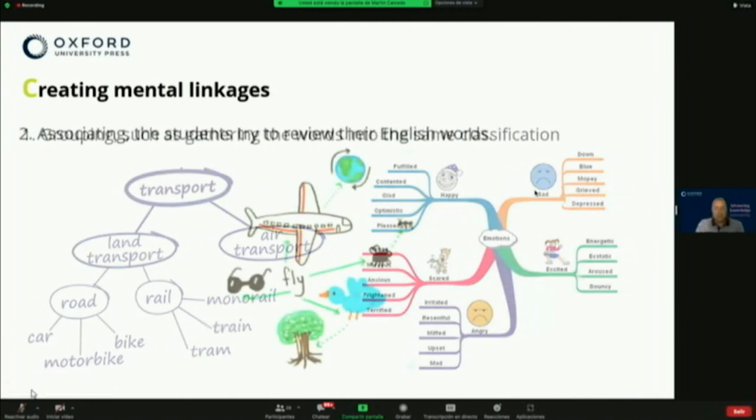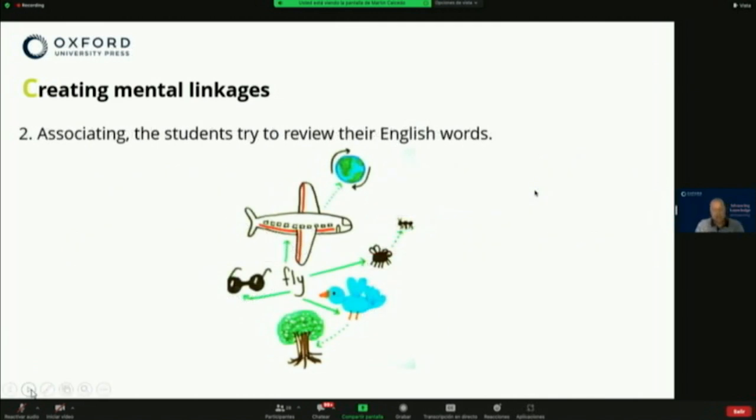First is grouping. The second one is associating, and this is relating new language information to concepts already in memory, or relating one piece to a previous piece that we have in our brain. When we do that, it activates schemata and we are making associations. For example, we talk about fly, talking about plane, talking about around the world. But fly is also this little insect. Oh, an insect is also an ant. Oh, fly is also a bird. And I relate bird with a tree.